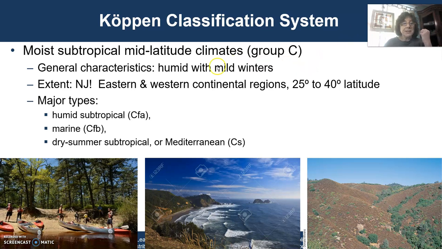Three major subtypes are CFA, humid subtropical, more like Alabama, and CFB, more like Oregon, that's a marine climate, and dry summer subtropical Mediterranean, which is more like interior California. So I've decided personally that this is my favorite climate, Oregon. I like the marine climate, and I've looked all over the world on that map there to try to find out where I'm going to retire. So that's where I'm going. But let's see a little bit more in depth about these climates.